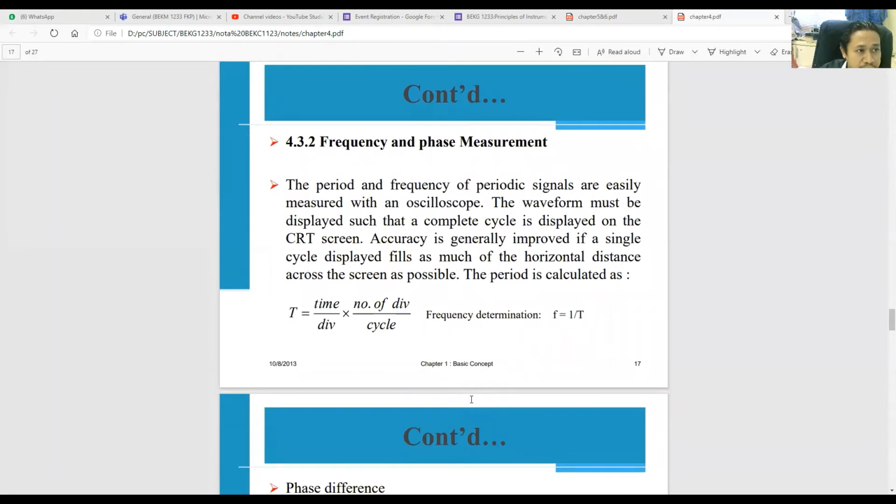For frequency and phase measurement, the period and frequency of a periodic signal are easily measured with an oscilloscope. The waveform must be displayed such that a complete cycle is displayed on the CRT screen. The accuracy is generally improved if the single cycle display fills as much of the horizontal distance across the screen as possible. The period is calculated as time per division multiplied by the number of divisions per cycle. The frequency is then determined using the formula f equals 1 over T.